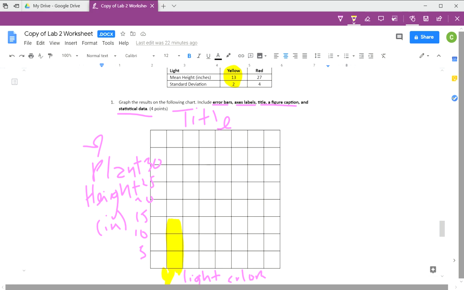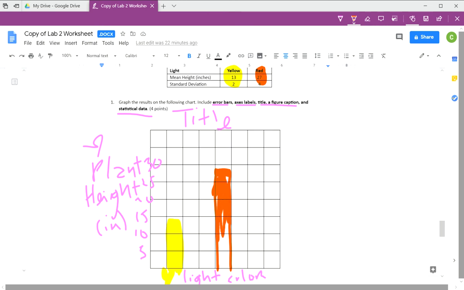Okay, that is a little higher than I would like it to be, but again, this is a very crude drawing here. All right, and then we're going to need to put our red light bar somewhere else. So again, we're going to use this information right here. We know that our red light plants grew to be 27 inches, so we're going to find 25 on our graph. We're going to go a little bit above that. Okay, and we're just going to fill this bar in.